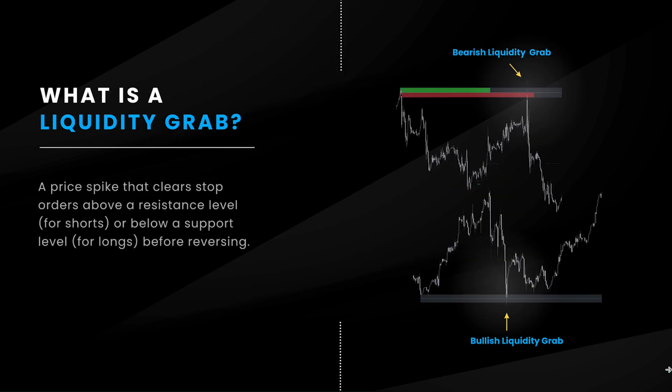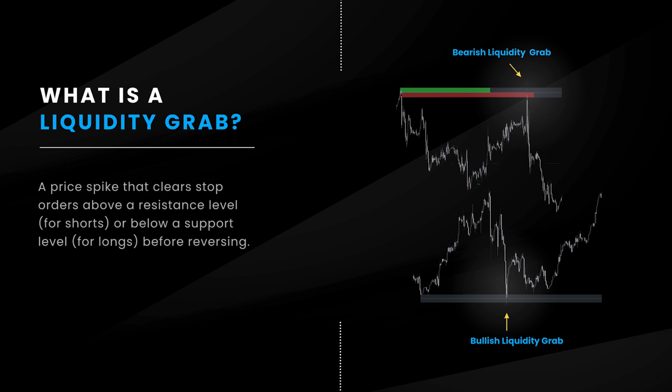Some of you may be asking, what is a liquidity grab? A liquidity grab is basically a price spike that clears stop orders above a resistance level for shorts, for example, or below a support level for longs. For example, if you check the image on the screen, in the bearish liquidity grab, there was a major spike within that liquidity zone, grabbing everybody's stop losses where people possibly placed them.